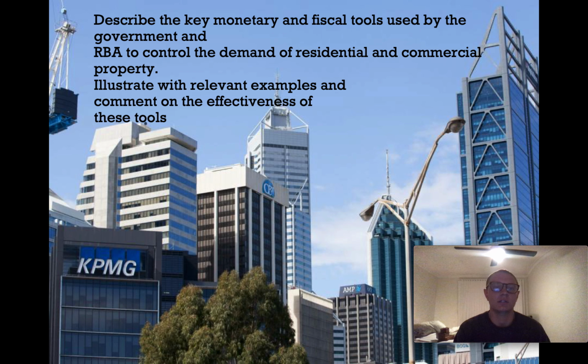My question is: describe the key monetary and fiscal tools used by the government and the RBA to control the demand of residential and commercial property. Illustrate this with relevant examples and comment on the effectiveness of these tools.